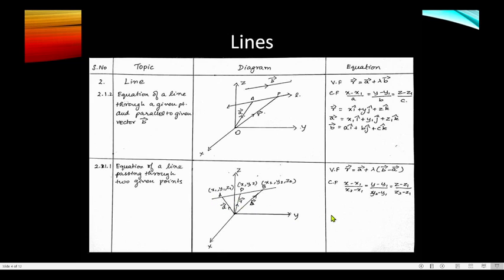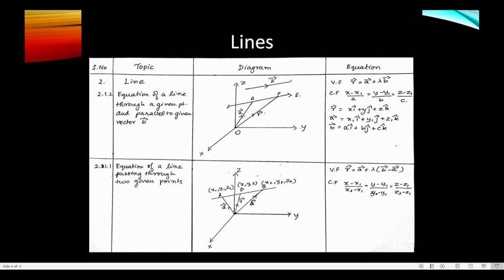So here b vector will be x2 y2 z2. So in terms of vector, we can say b vector is equal to x2 i cap plus y2 j cap plus z2 k cap, and a vector is x1 i cap plus y1 j cap plus z1 k cap, and you know what is r vector. And in the Cartesian form, using the given points, we can find the Cartesian form.